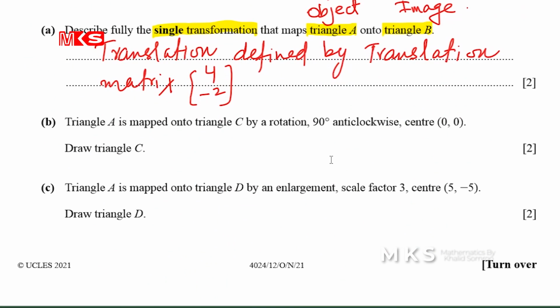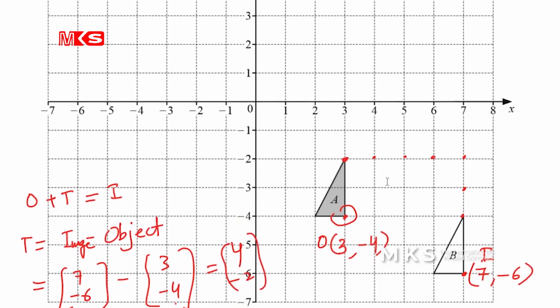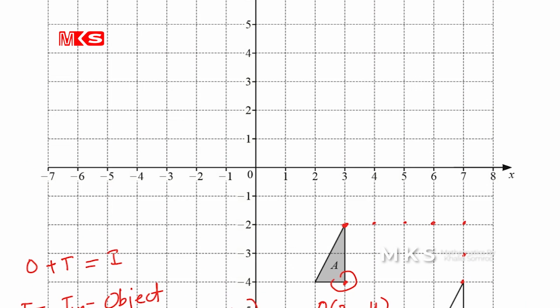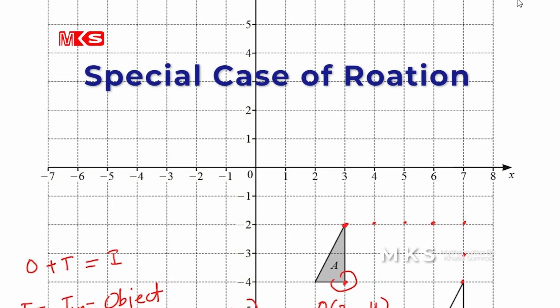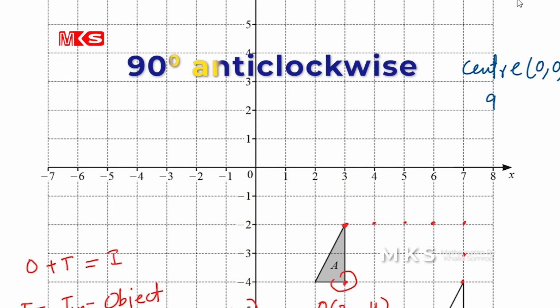The second part, the B part: the triangle A is mapped onto the triangle C by a rotation of 90 degrees anti-clockwise, center (0, 0). Draw the C. So in the second part, it is a rotation 90 anti-clockwise, center is (0, 0), object is A. This is a special case. If you remember, we talked about the special case. In this special case, the center is the origin and this is 90 anti-clockwise.